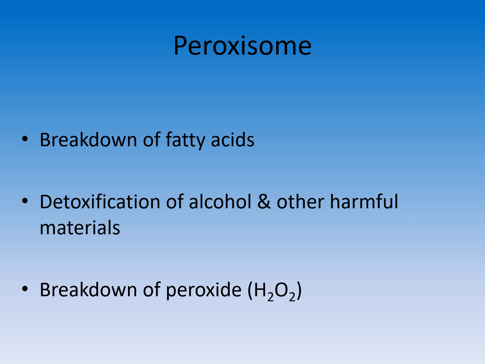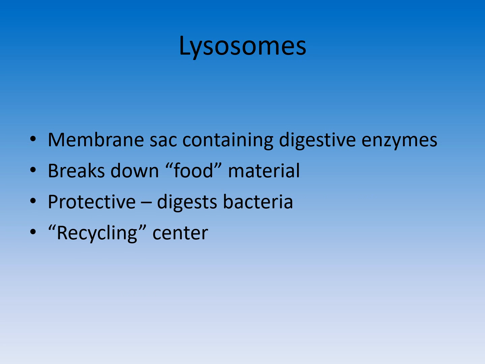Peroxisomes, these are used for breaking down fatty acids, breaking down hydrogen peroxide, which is H2O2, helping to detox alcohol and other various toxic compounds that have come into the cell. Your lysosomes, I mentioned these just a bit ago. These are a sac that contain highly digestive enzymes, so it's referred to as your recycling center. It will break down any food material.